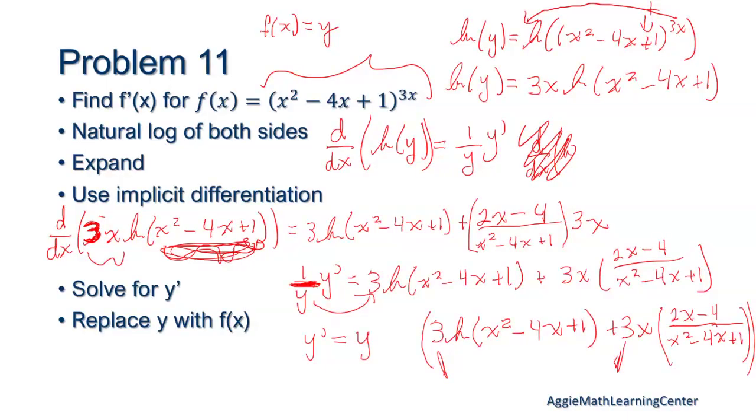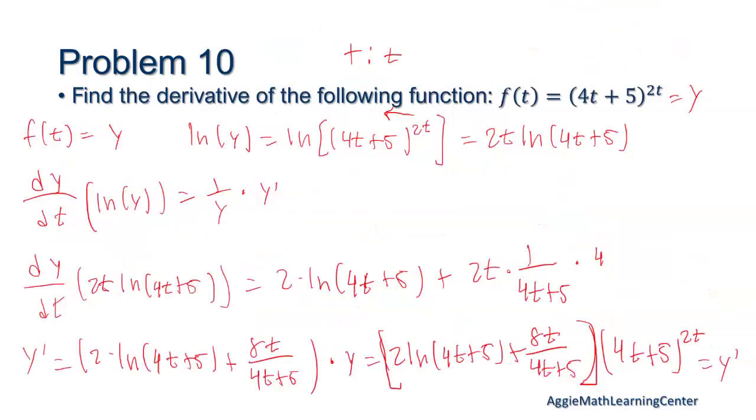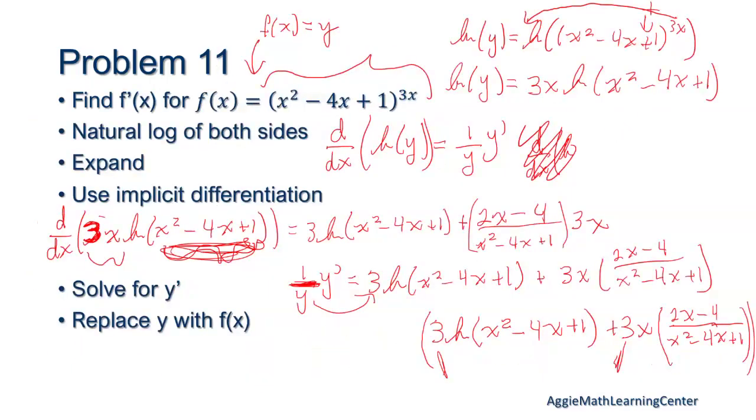Okay, and then I was sneaky and I left space because we go back now and plug in, instead of y, what was my y? f of x. So it's this guy. Oh, I still didn't leave enough room. I don't want to write it again. One moment. Okay, we're going to do this backwards. So it's going to be (x squared minus 4x plus 1) to the 3x times the bracket, and it was all equal to y prime.